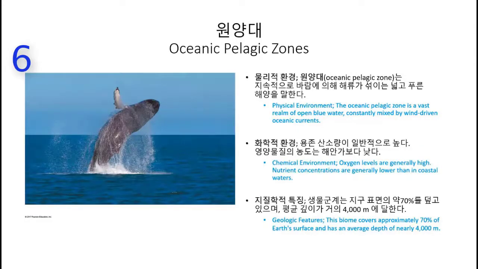Number 6. Oceanic pelagic zone. Physical environment. The oceanic pelagic zone is a vast realm of open blue water, constantly mixed by wind-driven oceanic currents. Chemical environment. Oxygen levels are generally high. Nutrient concentrations are generally lower than in coastal waters. Turnover between fall and spring renews nutrients in the photic zones of temperate and high latitude ocean areas. Geologic features. This biome covers approximately 70% of Earth's surface and has an average depth of nearly 4,000 meters.